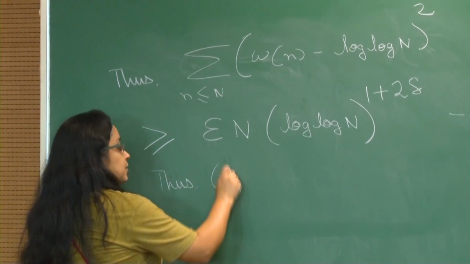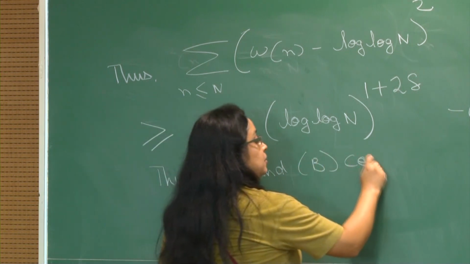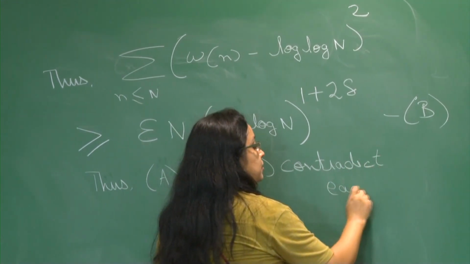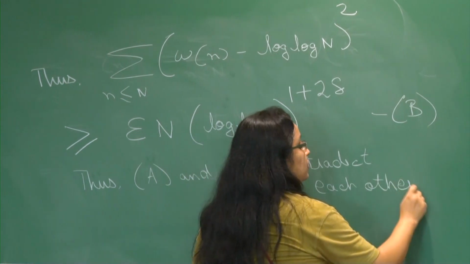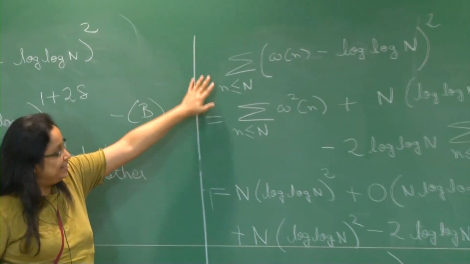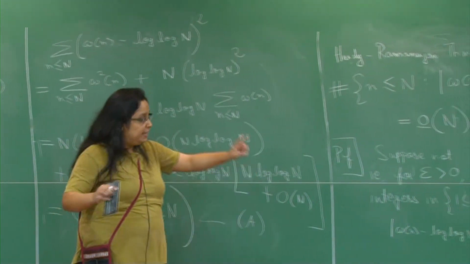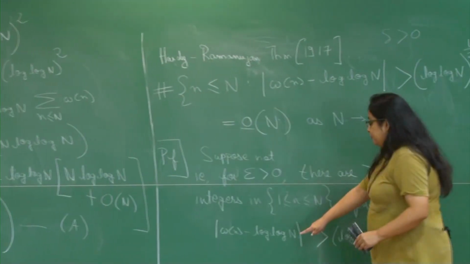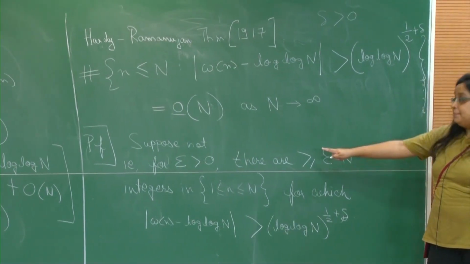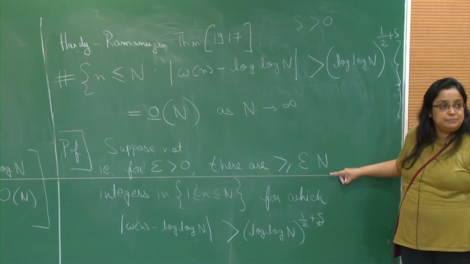thus, but this by a hard solid proof, we know, rock solid proof, that this is true. Therefore, our assumption has to be false. So, if at all there are some integers for which this inequality holds, the number of such integers cannot be greater than or equal to epsilon times n for any positive epsilon.